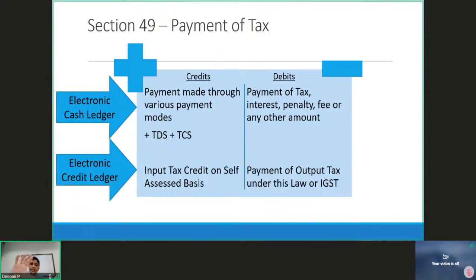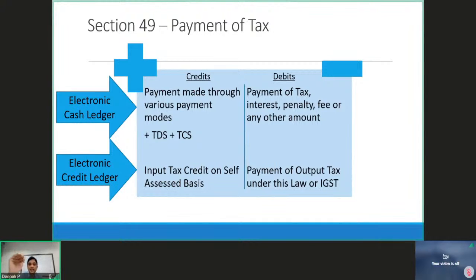Moving to electronic credit ledger. I hope electronic cash ledger is clear. Credit will be payments from various modes plus TDS plus TCS, and you can debit it for anything and everything. You can say it like that because the electronic cash ledger is the vast thing wherein any payments of taxes and other liabilities can be made. Now we'll move to electronic credit ledger.